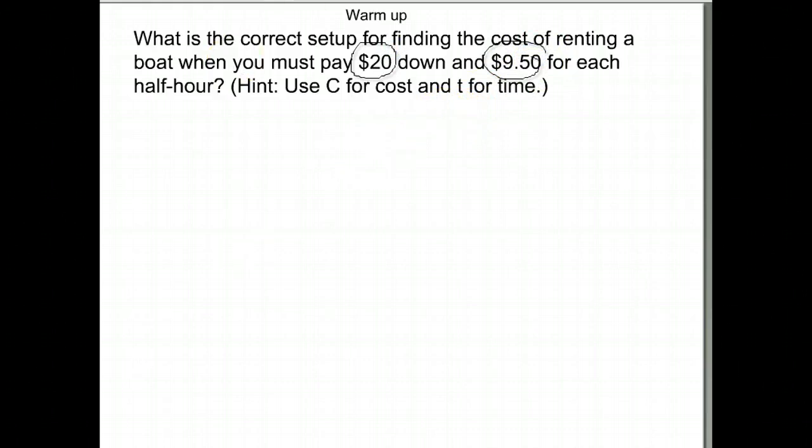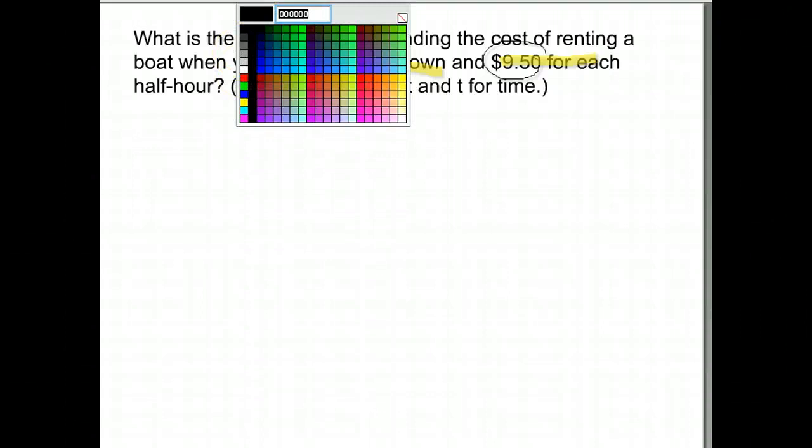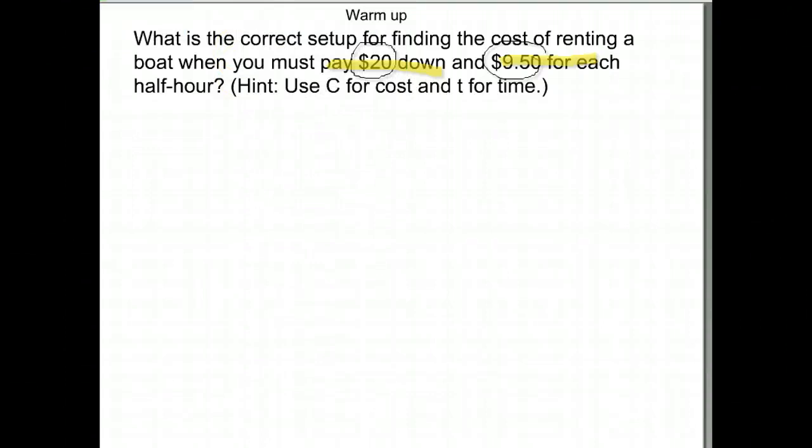Okay, so let's look at our two key things that we have here. We have two things that affect the price. One is the down payment. That's the full amount you have to pay in order to rent the boat. And then there's a charge for each half hour that you use the boat. Those are the two things that will be involved in our problem. We want to take a look at what we do from there.